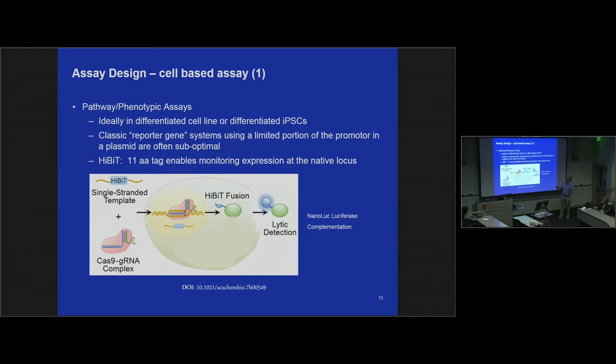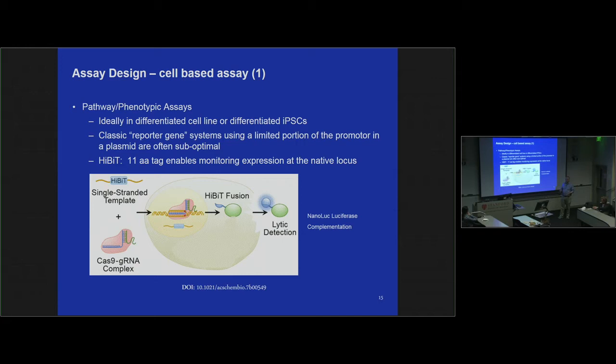I would encourage you instead to try to use an assay where you can put a reporter into the native locus, using the full enhancer and control sequences of the cell. And this is one example of how you can do that. This system is designed to be put in with CRISPR-Cas9 because it's a short thing that you're going to add on to a protein, it's a luciferase.